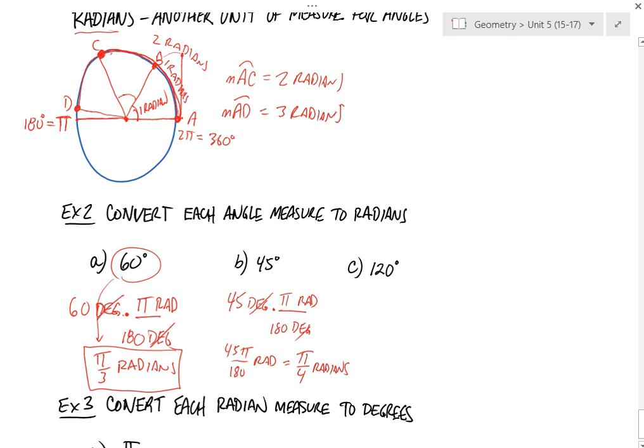Okay, go ahead and press pause on your player. Try converting example C to convert 120 degrees into radians, and then press play when you're ready to see the answer.